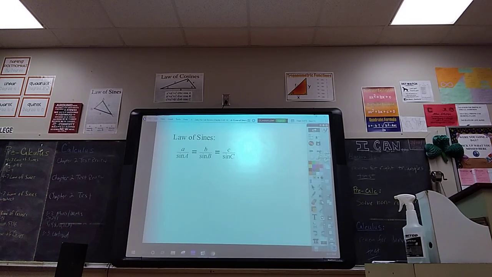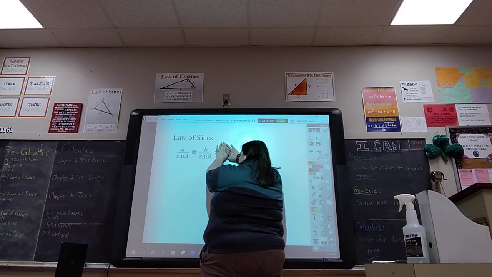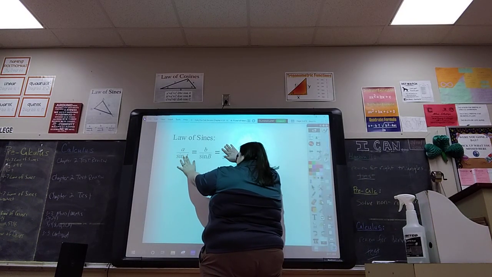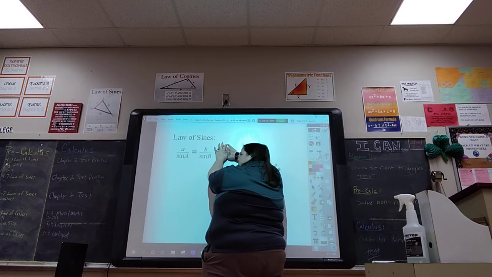Now officially there are three parts to law of sines. Notice it's set up in ratio format. You do not use all three at the same time, okay? You only use two at once. So say you may only have enough information to use the angle A inside A, angle B inside B. So we only use those two, okay?